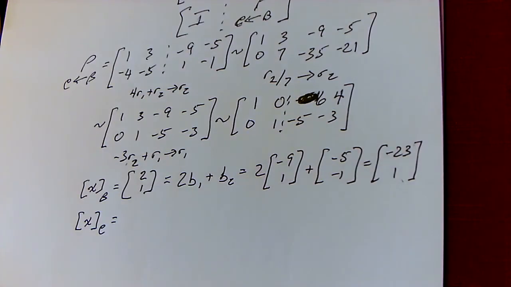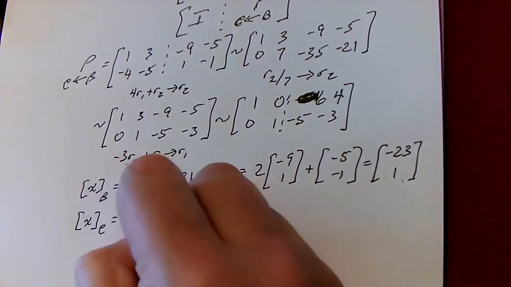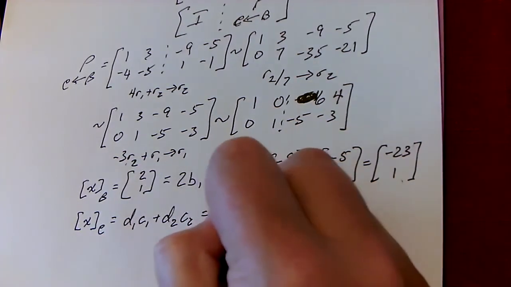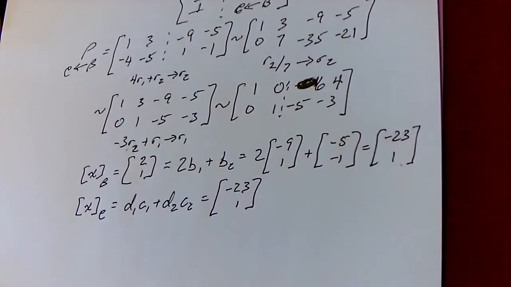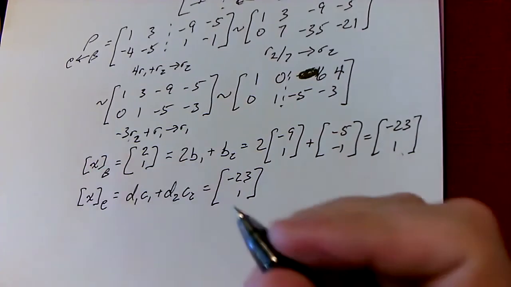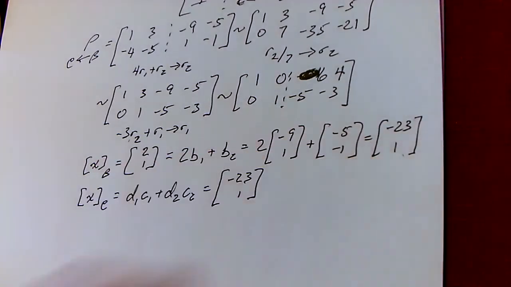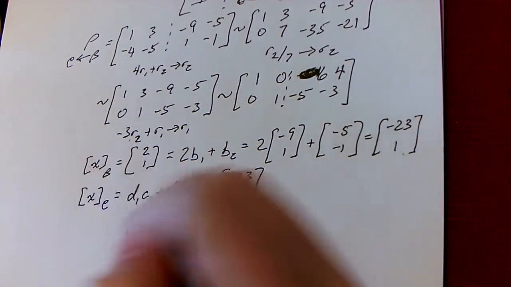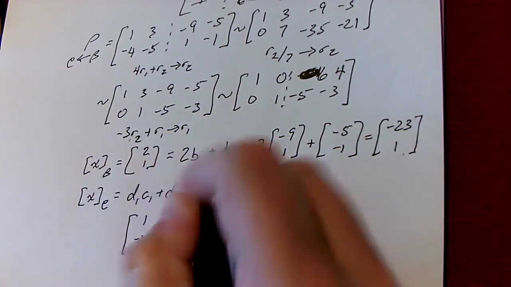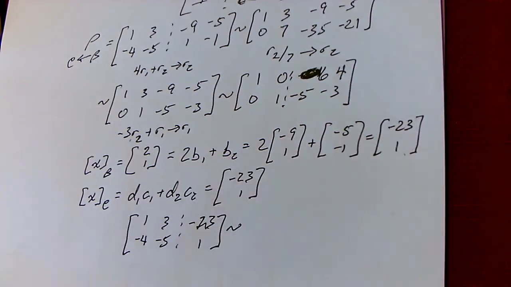right? Again, x is the same. So I'm going to have d1 c1 plus d2 c2 is equal to what I just found for x, (-23, 1). Okay? I can set this up as a system of equations. My system of equations is going to have c1 and c2, which is (1, -4) and (3, -5), augmented with what I'm trying to find, (-23, 1).